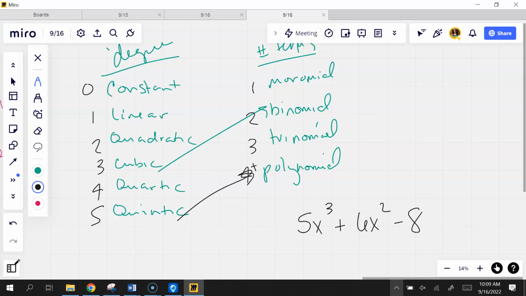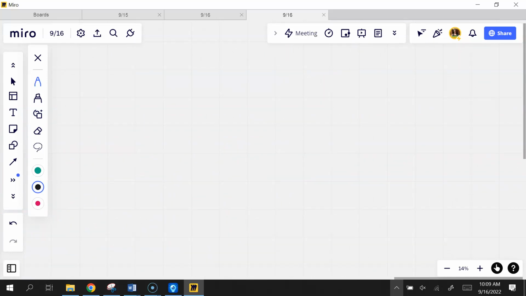Don't worry about the ones with more than one variable. Did you say 14? 2a squared b minus 5b.